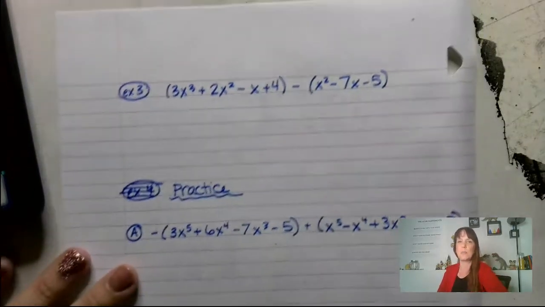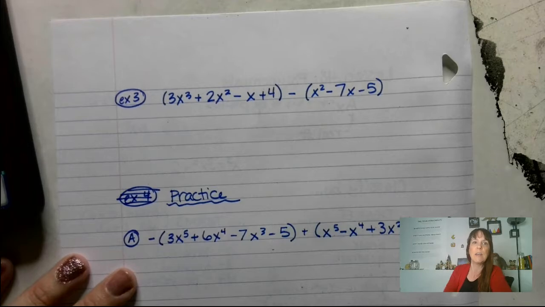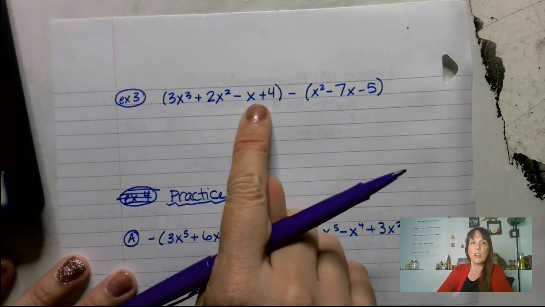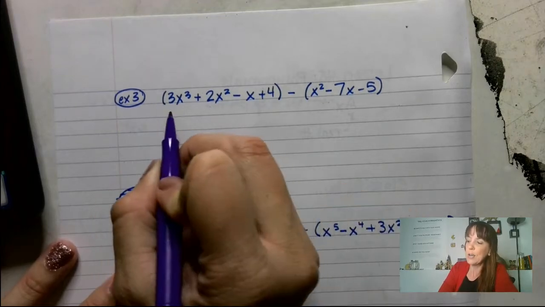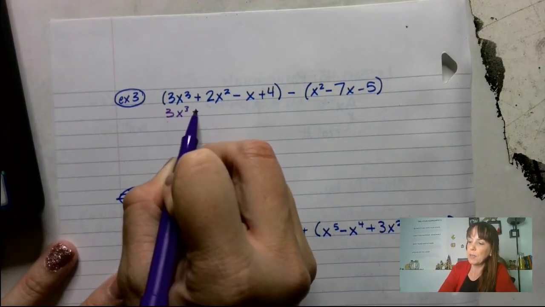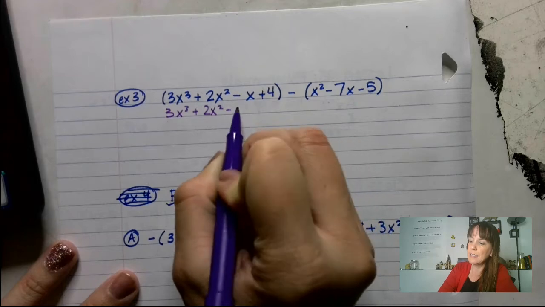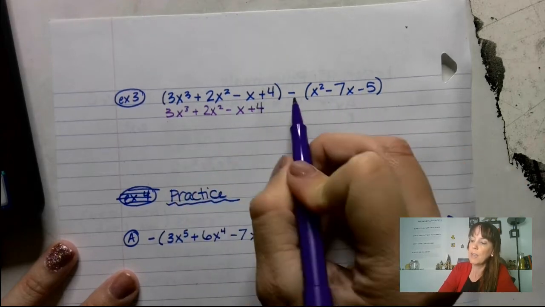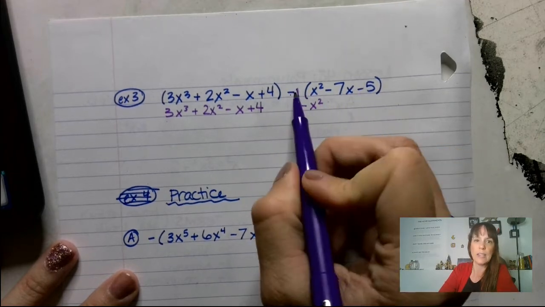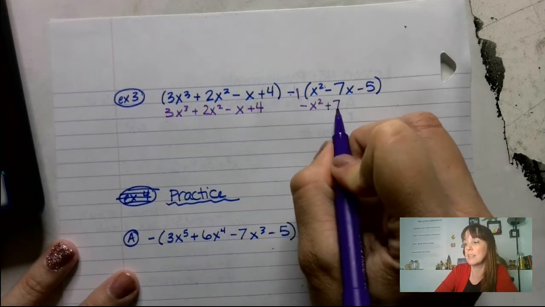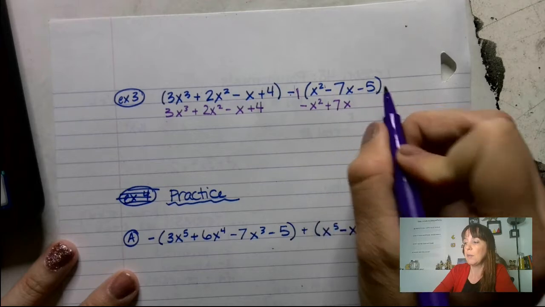All right, let's take a look at this one. Oh, see, exactly, this is a negative. These guys are in order and there's none missing, so I won't have that mistake that I made on the last one. So we've got 3x to the third plus 2x squared minus x plus 4. Minus, I'm going to rewrite these so I don't mess it up. Remember, there's a 1 here that we need to distribute, so plus 7x plus 5.